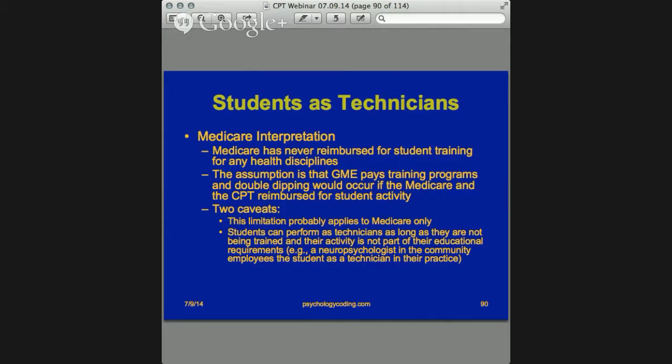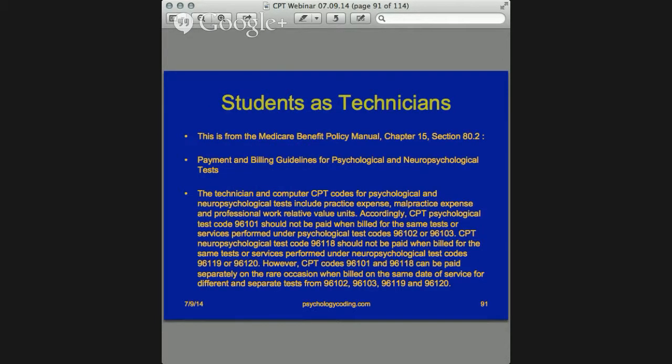Students as technicians. Medicare has never reimbursed for student training for any health discipline. The problem, however, is there's an incorrect assumption that the federal government has paid GME, or graduate medical education, for training services. It is not. Outside of very unusual circumstances, it does not pay for GME for training of psychologists, and as a consequence, it makes no sense. This is the information you can find from the Medicare Benefit Policy Manual that essentially explains the use of students as technicians.